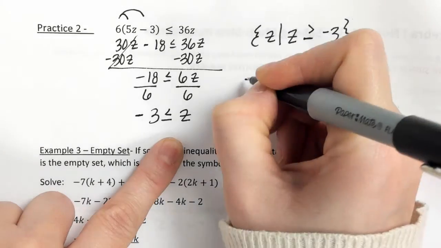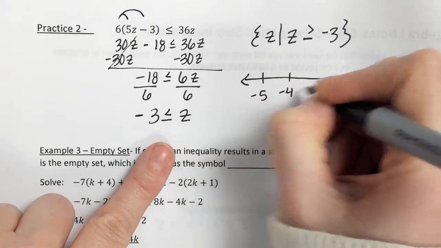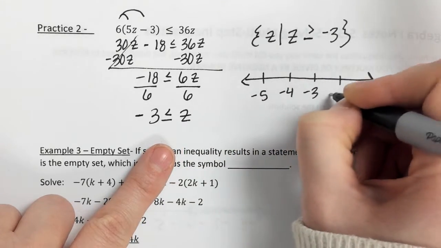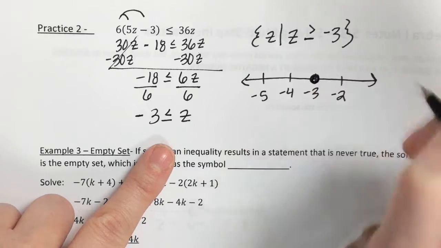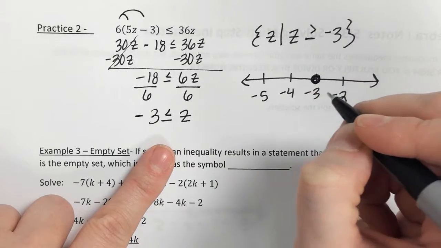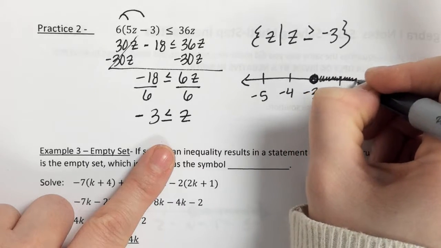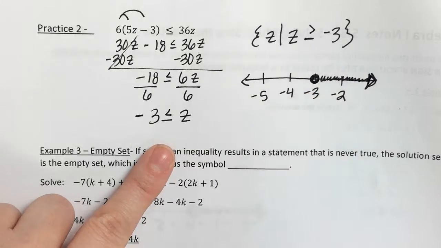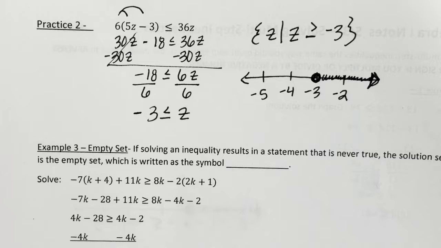Make sure you are not being lazy with your number lines. Remember, you have to have 4 or 5 numbers on here. Okay, closed circle at negative 3. Which way do I go? Right. Okay, any questions on that one?